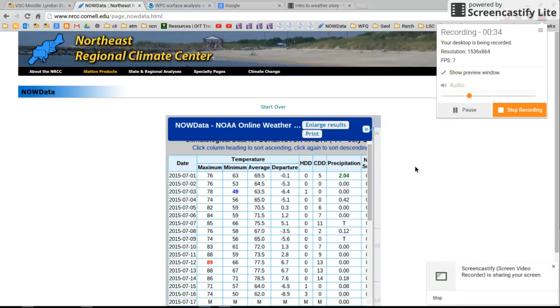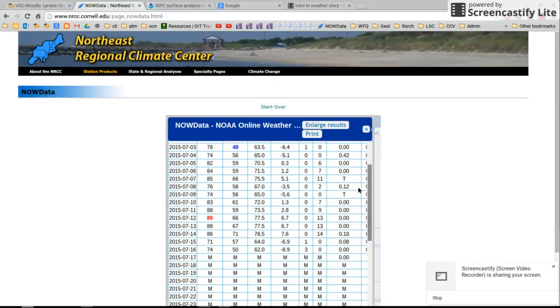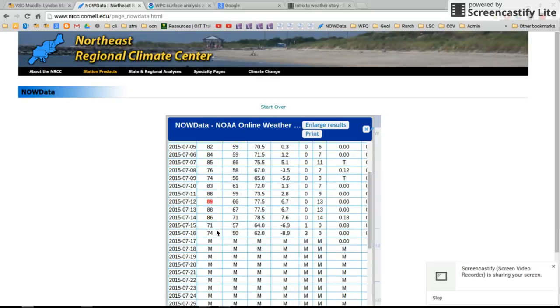2015. Note that the high temperatures here have been in the 80s for most of the middle part of July, since the 10th, especially between the 10th and 14th. And then in the last 2 days, the high temperatures all of a sudden dipped down to 71 and 72. Minimum temperatures also dipped down considerably. They've been down at 57 and here at 50 on Thursday night.